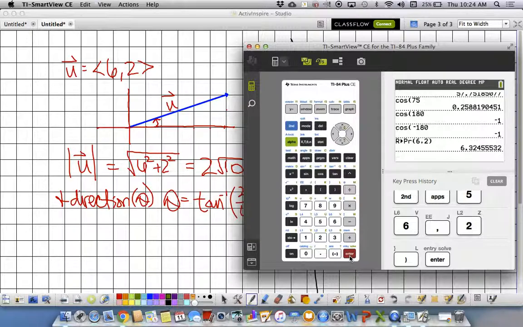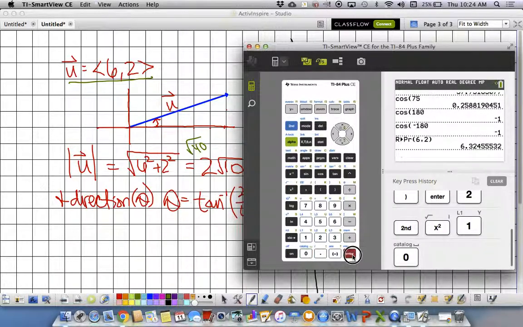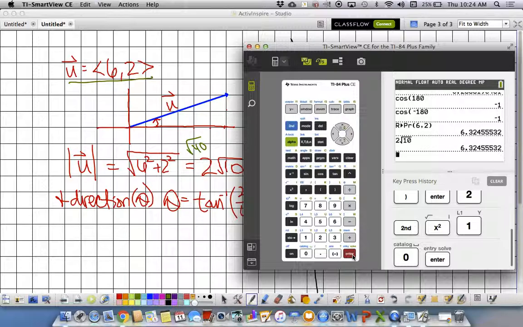I'm doing this one first. This was the square root of 40, which is 2 root 10. So 2 times the square root of 10, plug that in. They're the same. Are they the exact same numbers?